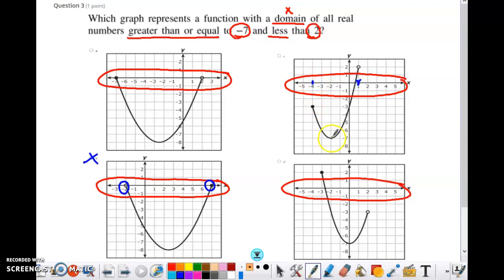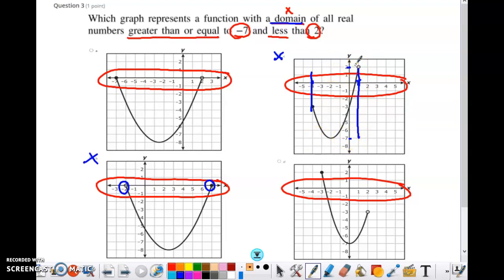But they try to trick you because look at the range. The range goes from -7 to 2. That's not right. They didn't say range, they said domain. Okay, so I'm looking at this, not this.